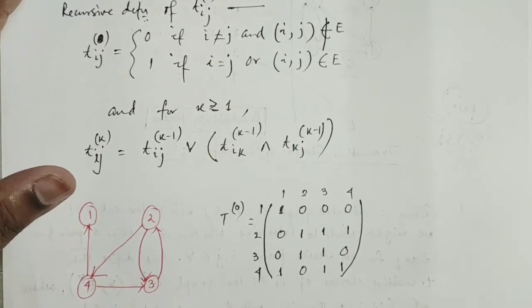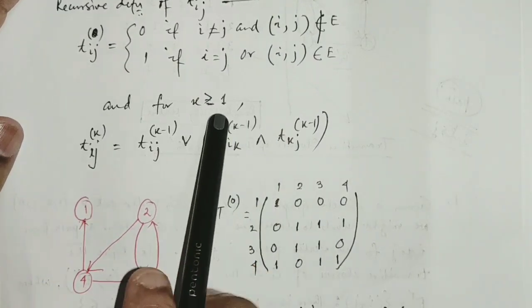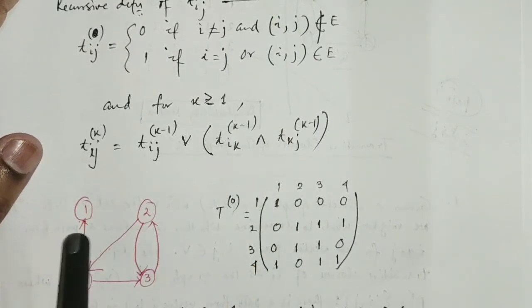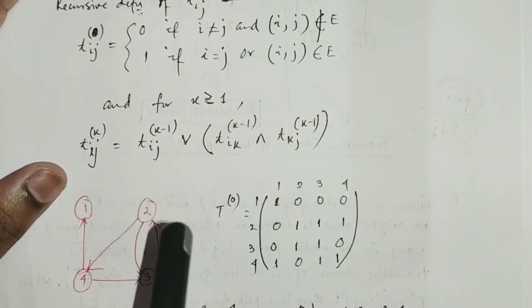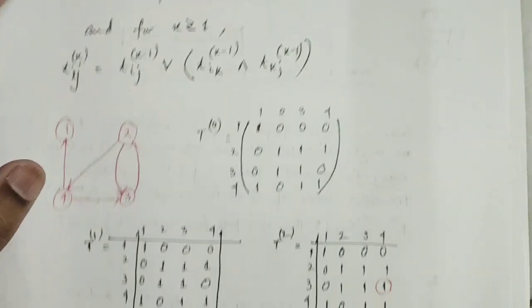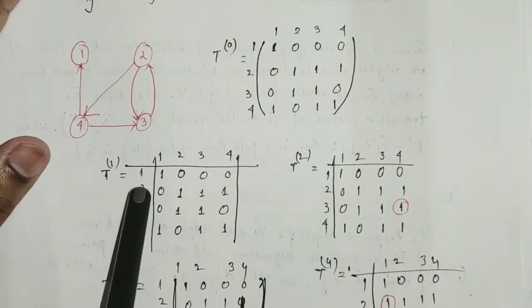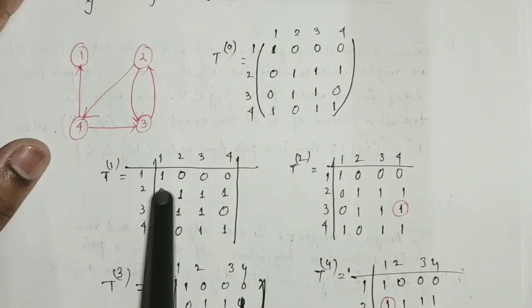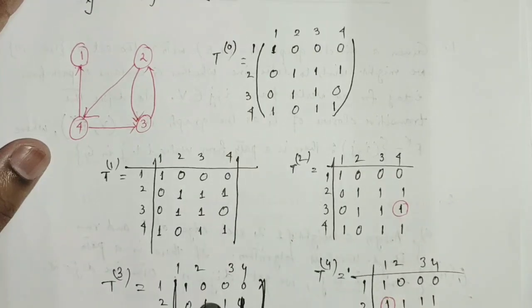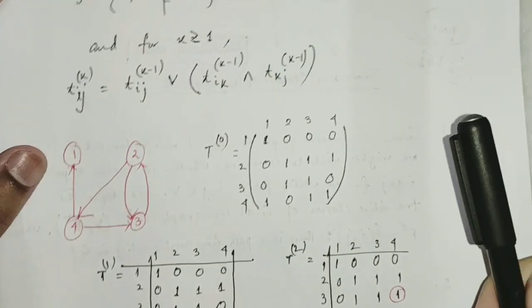So using T0 you can form T1. So k starts from 1. Ultimately you will form T1, T2, T3 and T4. So T4 will be the final matrix. T0 will help to derive T1, T1 to T2, T2 to T3, T3 to T4. In that way you can go further.